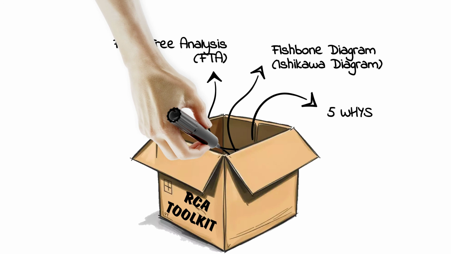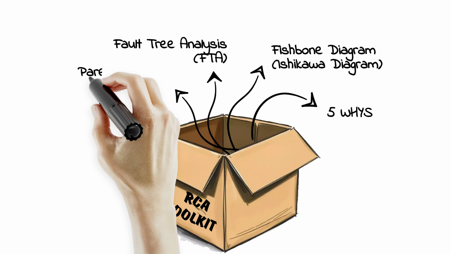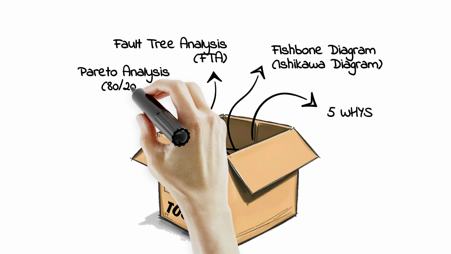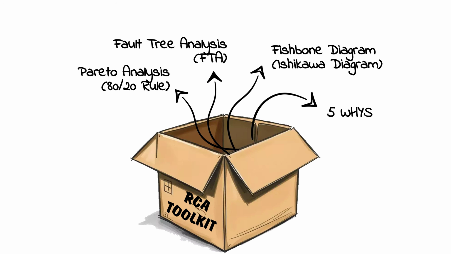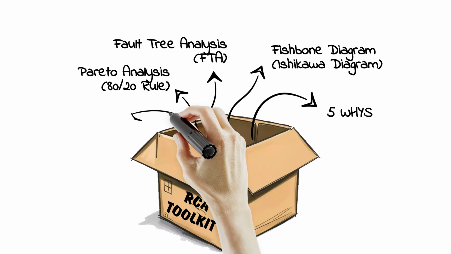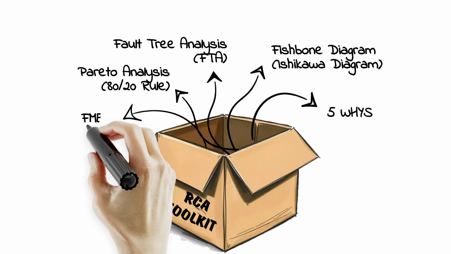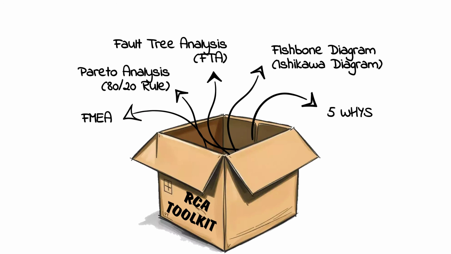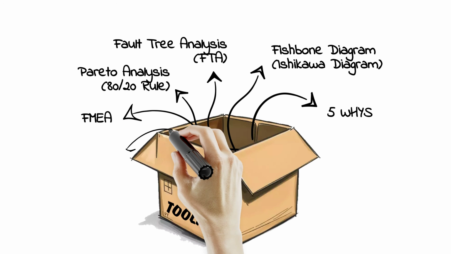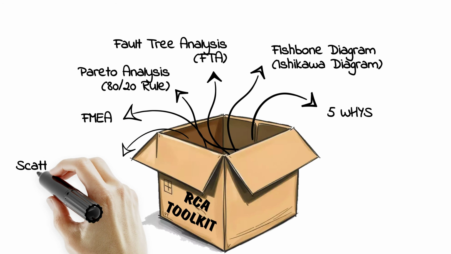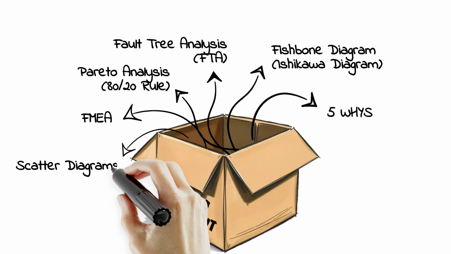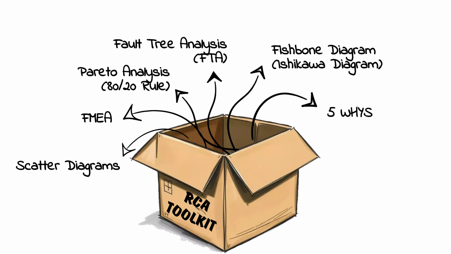4. Pareto analysis, 80-20 rule. Identify which causes have the biggest impact so you fix the most important ones first. 5. Failure mode and effects analysis, FMEA. Proactively spot potential failures before they happen. Prioritize based on severity, occurrence, and detection. 6. Scatter diagrams. Analyze the relationship between two variables to see if one might be causing the other.